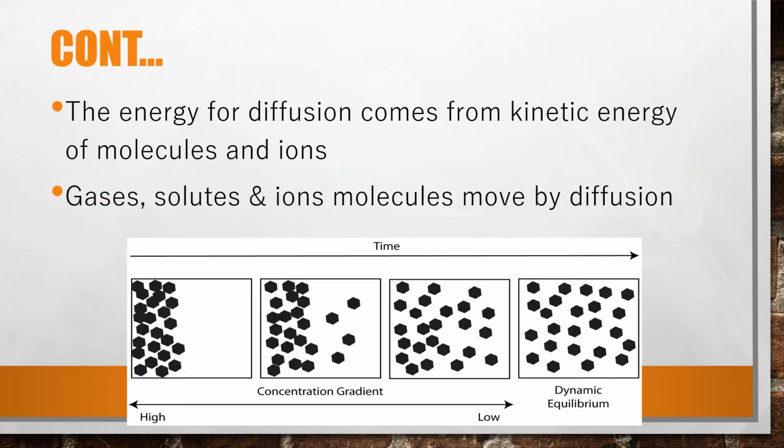Okay, next. The energy for diffusion comes from the kinetic energy of the molecules and the ions. Gases, solids and ions molecules move by diffusion. Okey, dekat sini apa yang dia nak cakap bahawa kalau kita tengok dekat gambar rajah ni kan, ini adalah masa. Masa ni maksudnya contohnya kita nak buat eksperimen diffusion of gas kan. Okey, kita ambil satu kotak, lepas tu kita sembur pewangi dekat sini. So ini kita boleh jadikan dia sebagai 0 minit.